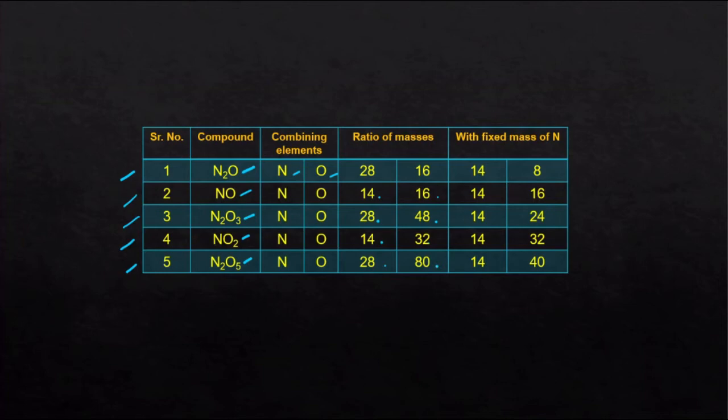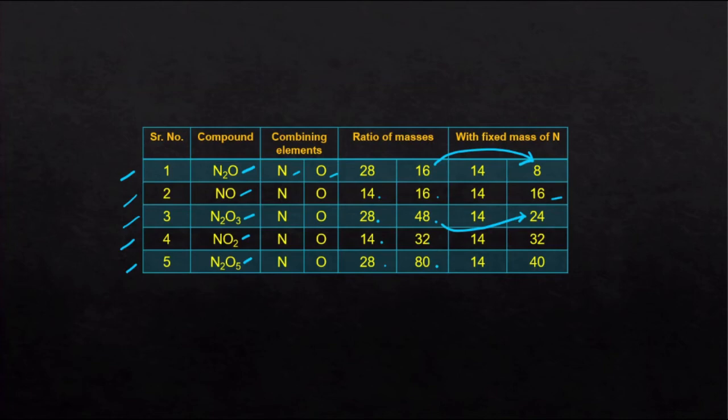Now, if we look at this column, we can clearly see the mass of nitrogen is not fixed yet. To check the validity of the law of multiple proportions, we have to make the mass of nitrogen a fixed number. Let's consider this number as 14. So, if 28 becomes 14, at the same time 16 would become 8. For the second compound, it is already 14, so there is no change in the oxygen quantity. For the third one, it was 28, now it is 14, so definitely the mass of oxygen is also going to be divided by 2, and now the new quantity is 24.